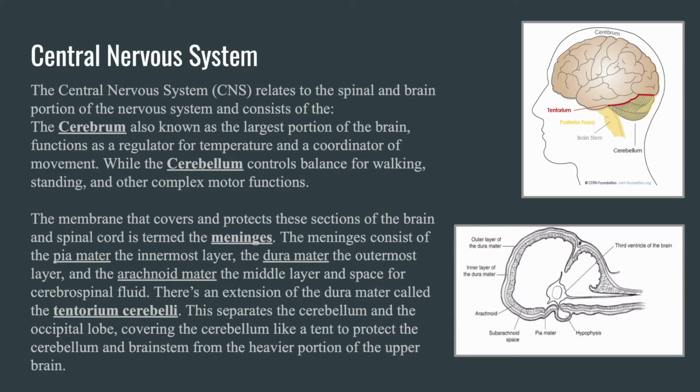A membrane that covers the brain and the spinal cord is the meninges and includes 3 different layers, and a layer that is also derived from the dura mater called the tentorium cerebelli, which separates the cerebellum and the occipital lobe and covers the cerebellum and brainstem like a tent to protect it from the heavier portion of the brain.